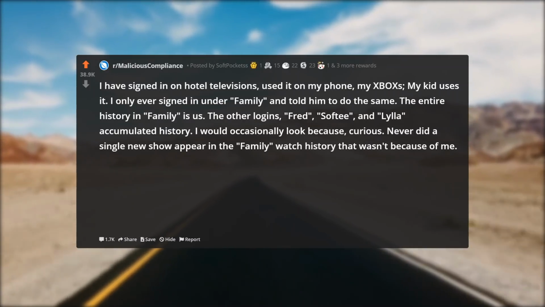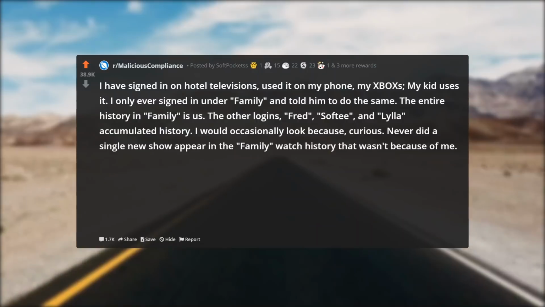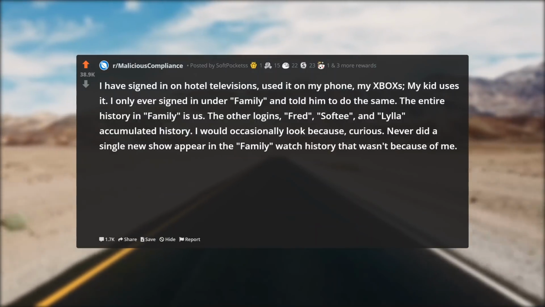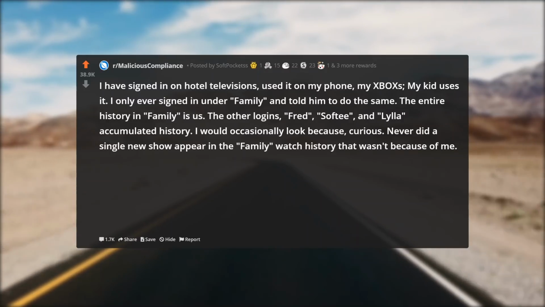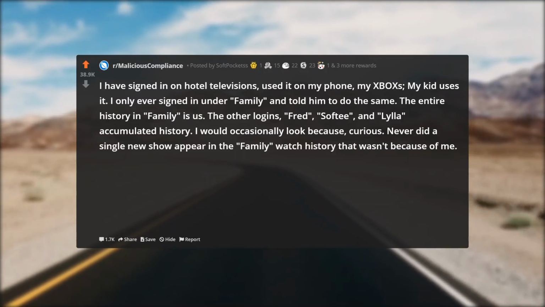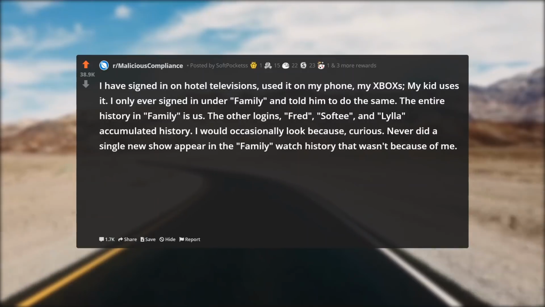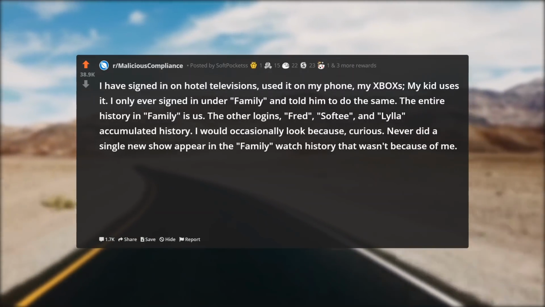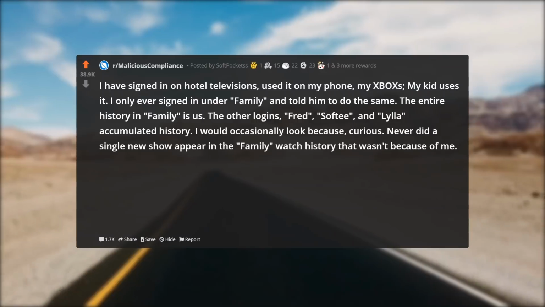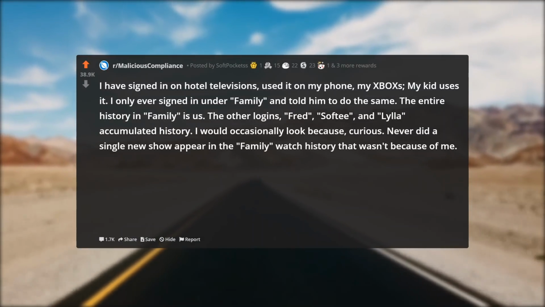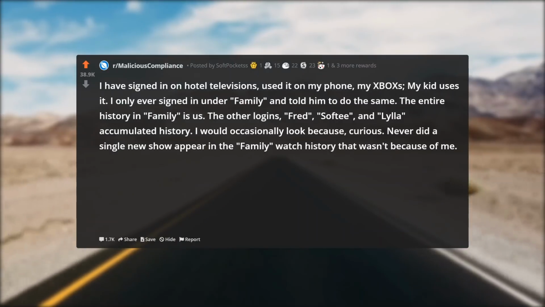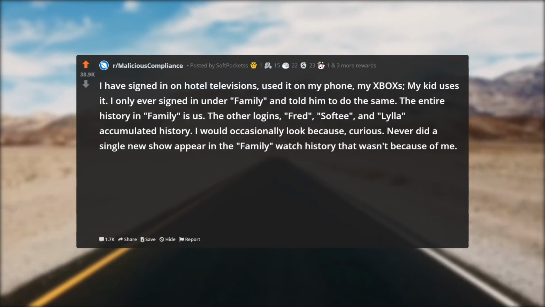I have signed in on hotel televisions, used it on my phone, my Roku, my kid uses it. I only ever signed in under family and told him to do the same. The entire history in family is us. The other logins, Fred, Softy, and Lila, accumulated history. I would occasionally look because, curious. Never did a single new show appear in the family watch history that wasn't because of me.